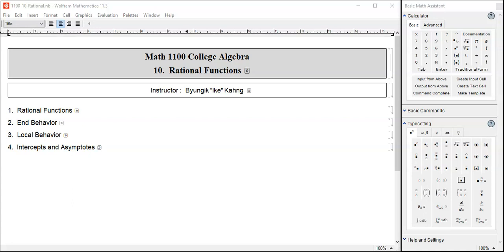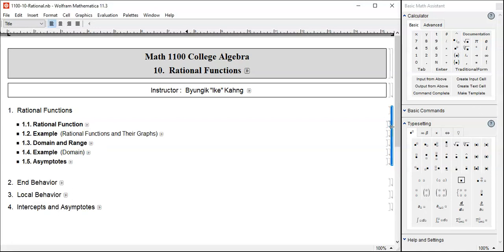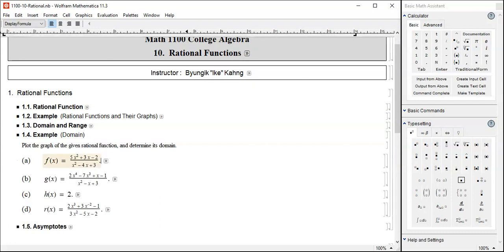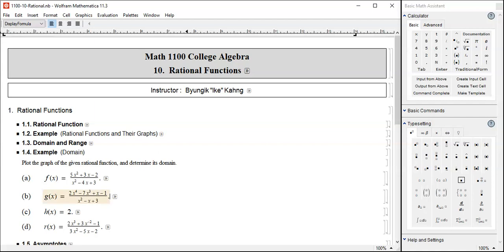Hello students, welcome back. Previously we just completed this problem. We went through the plotting and determined its domain. Now let's go to the next problem.